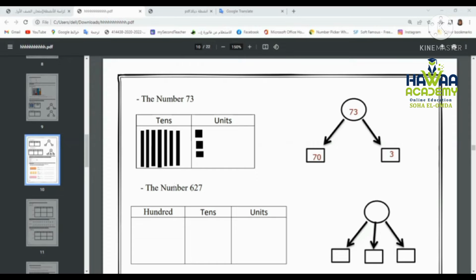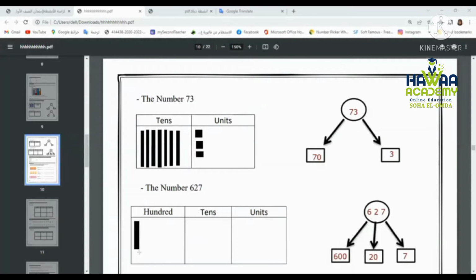And now let's see the next number. Oh, it's a very big number, 627. Let's decompose it first. We have 627. How many hundreds do we have? 600, excellent. And then how many tens do we have? 20, very good. We just need to read it: 600, 20, and 7, excellent.